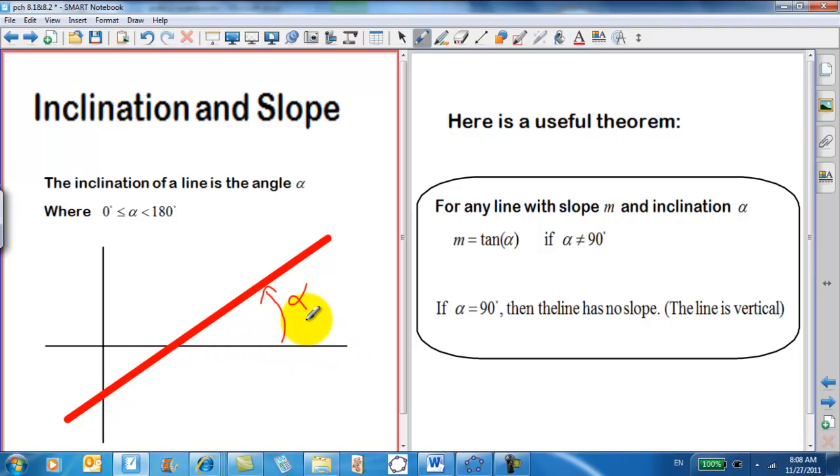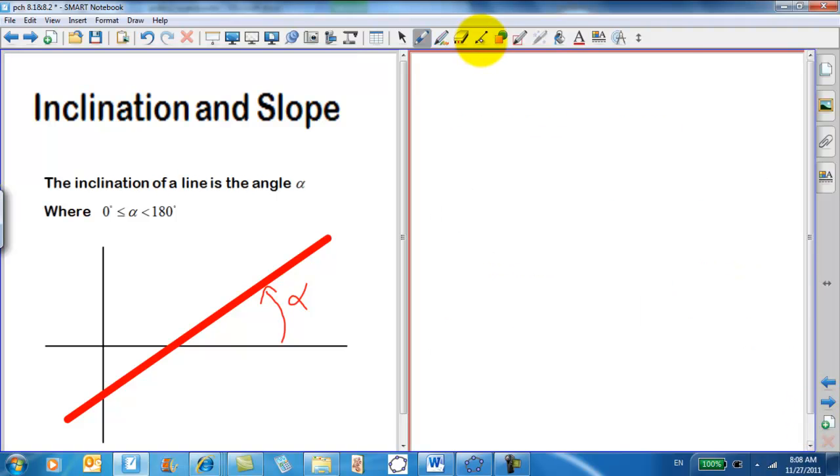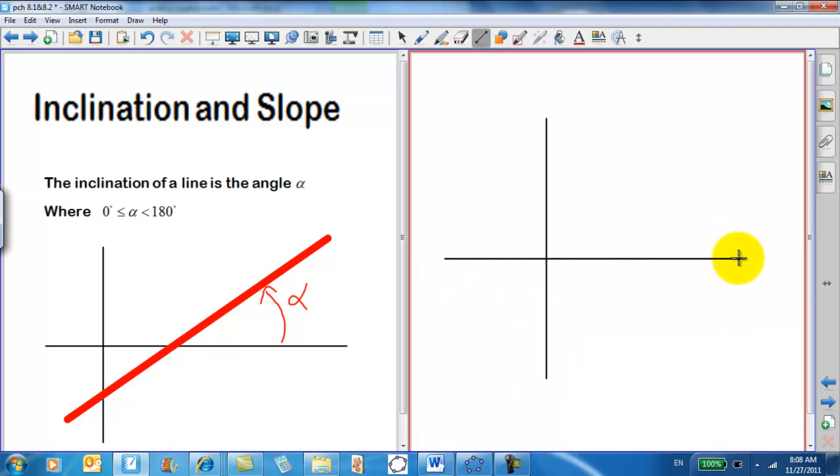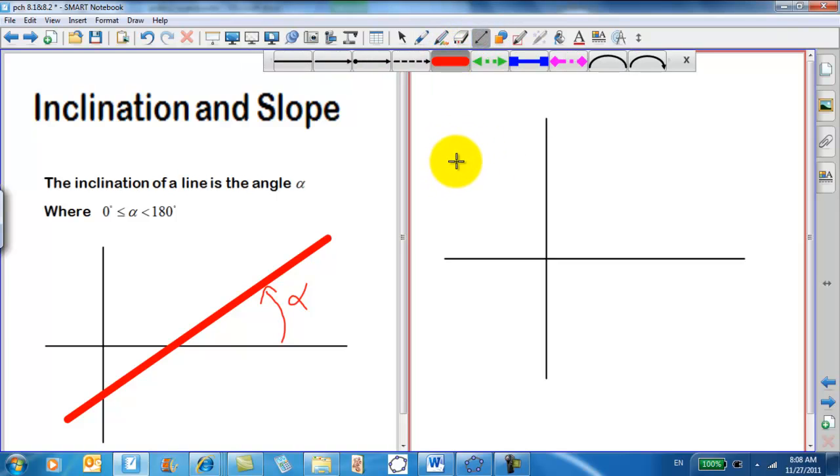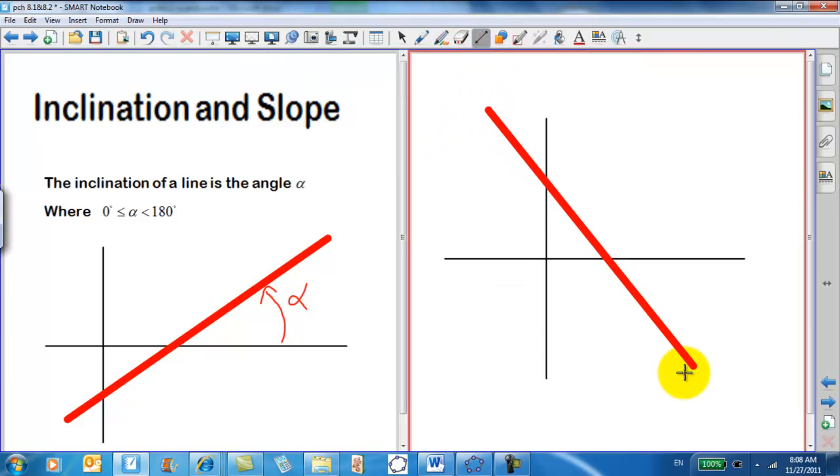So the inclination of the line is the angle alpha between the line itself and the x-axis. So let's look at another diagram of what we mean by the inclination of a line. Let's put another y-axis and x-axis, and let's say our line is like this. Where's the angle of inclination? Well, let's look carefully at the diagram. We go from the x-axis and rotate, and we want to keep it between 0 and 180. So there you go. There's your inclination angle.